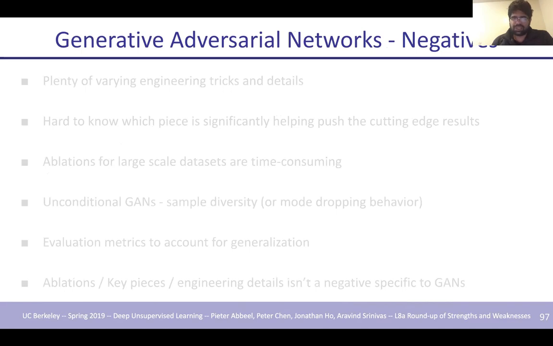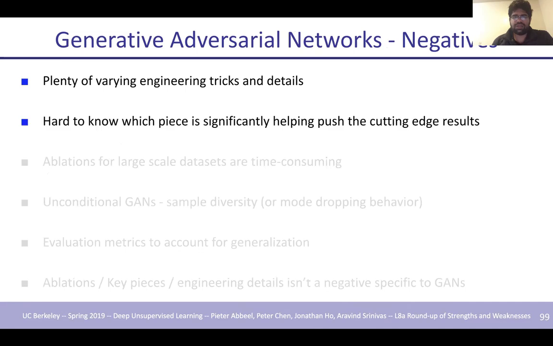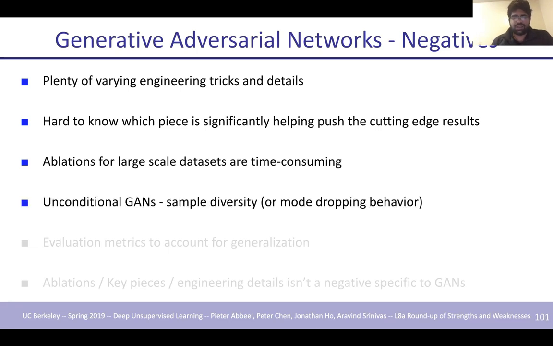In terms of negatives against GANs, one could say there's plenty of engineering details, and it's hard to clearly identify which is the most important core component that helps you to produce these high quality images. And it's also very time consuming to ablate for these details. And it's very clear we need to improve on the sample diversity, but then we also don't have very good metrics for evaluation. So we need to work with what we have.